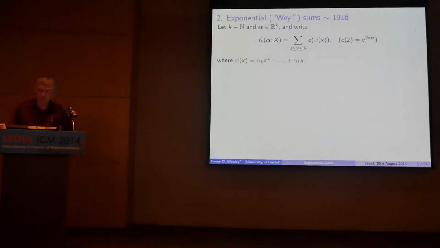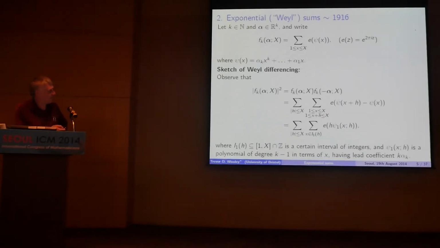I already told you that linear exponential sums, degree 1, that's a trivial situation. And the reason it's trivial is because if the argument of the exponential sum is linear, because e of z is e to the 2 pi i z, this is basically a geometric progression, and you can believe that there are effective ways to estimate what goes on with the geometric progression.